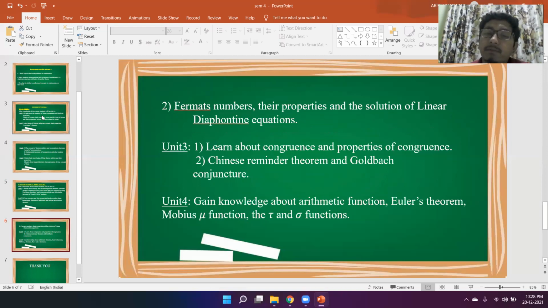Last, Unit 4. In Unit 4, students will be able to understand the concept of arithmetic functions and different types of arithmetic functions, such as Euler's function, Mobius function, and the tau and sigma functions. So this is all about your BSc Semester 4 Mathematics and the course outcomes of both these papers.